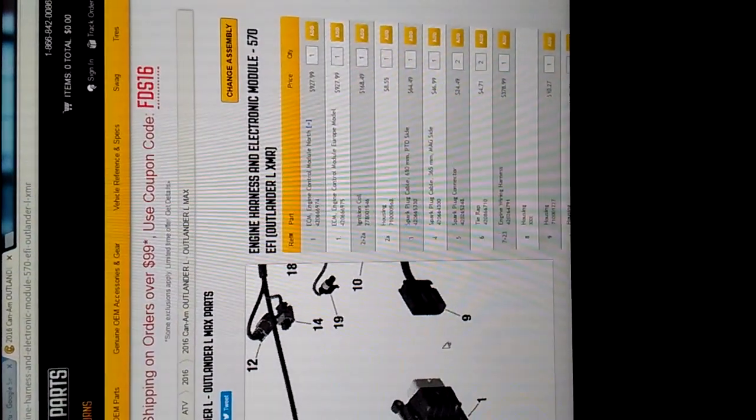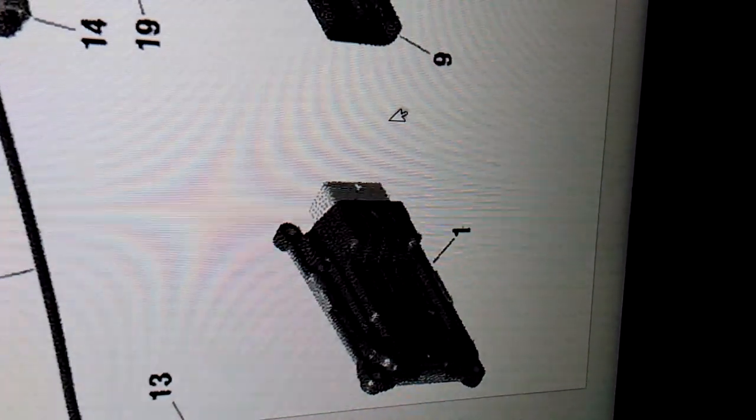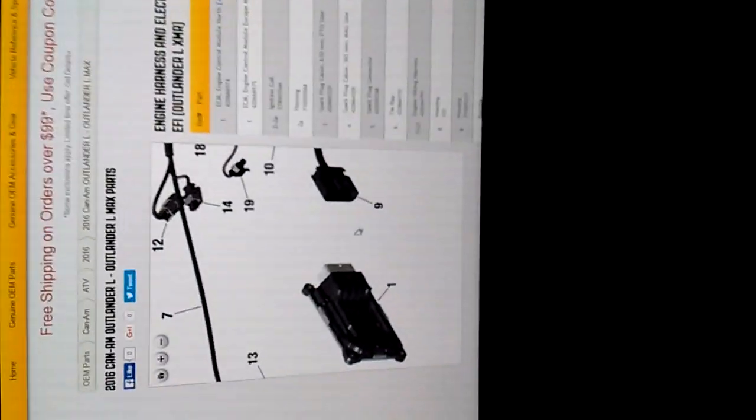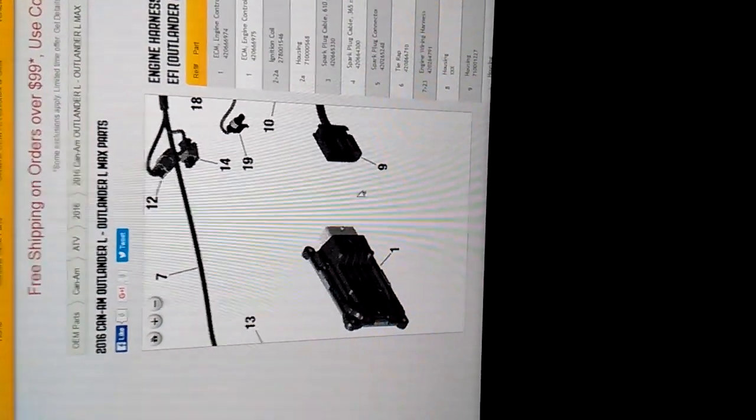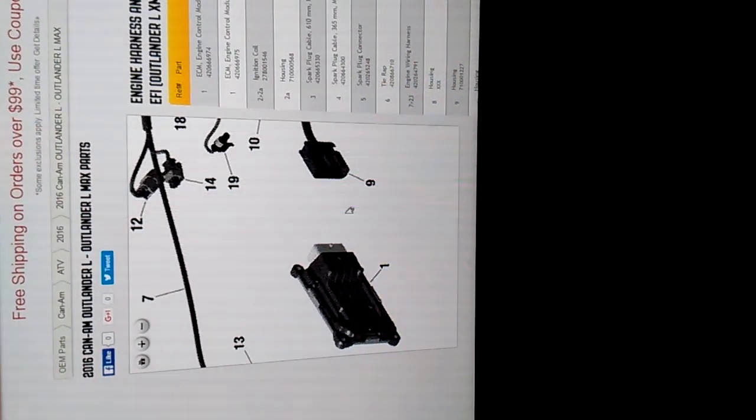Like, I've literally heard it 100 times. Oh, don't get the base model. Look, the XMR uses the exact same computer, okay? With the exact same connector and the exact same crimped-on piece over a cast aluminum piece. It's no more waterproof. It's mounted at the exact same spot.